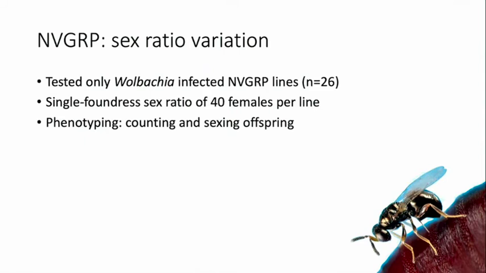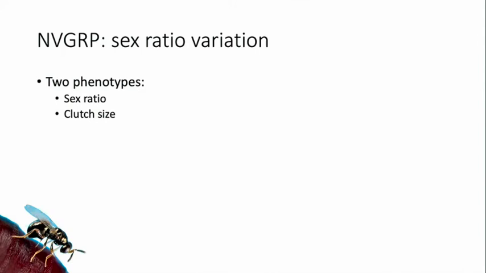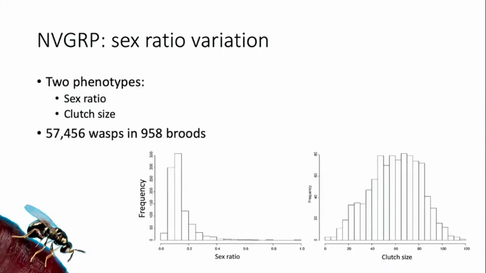And we tested a single founder's sex ratio of about 40 females per line. And the phenotyping is pretty easy because you just count and you sex your offspring. And then you get 2 phenotypes for the price of 1. So you get the sex ratio and the clutch size. And we did that in a lot of broods. And here you see the distribution of those. You see immediately that the sex ratio is very much skewed towards the female side. So this is the proportion males. And here the clutch size is pretty normally distributed.